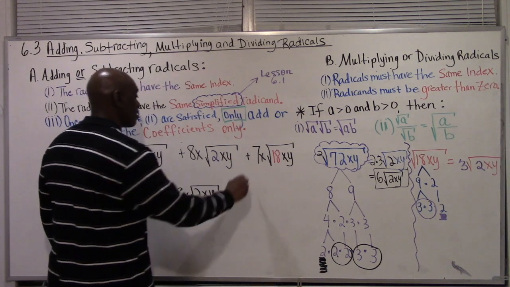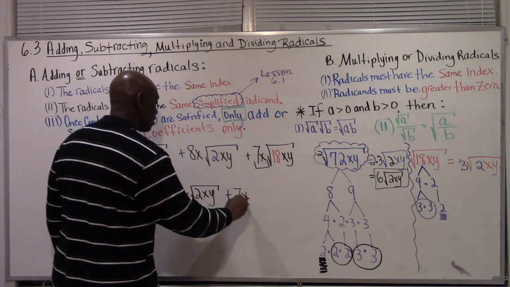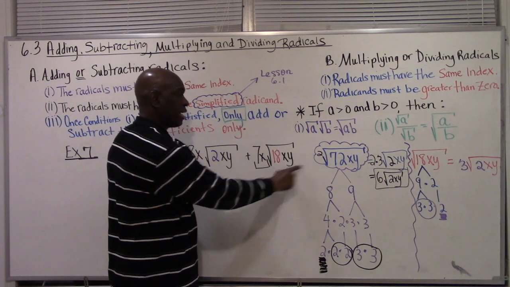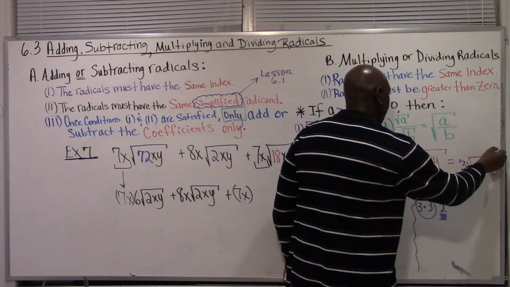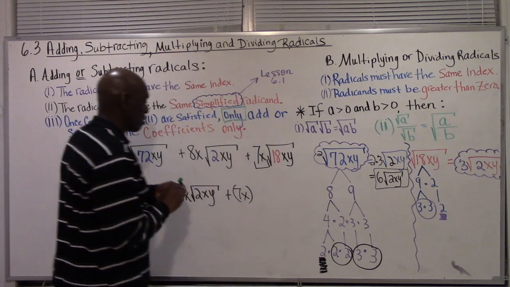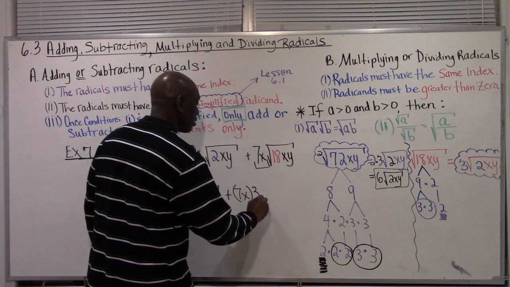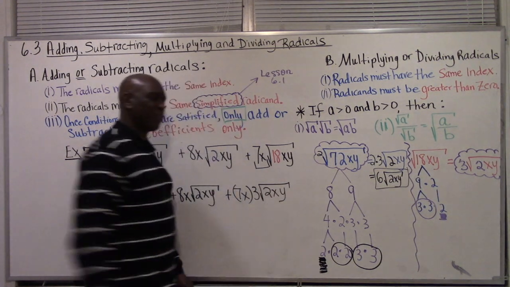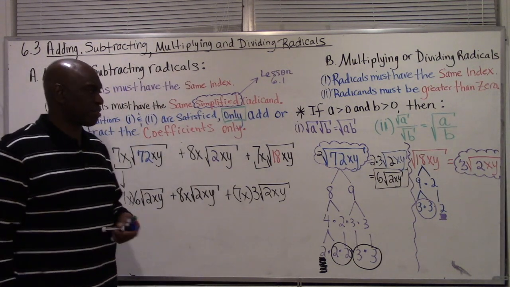Plus this 7x, bring it straight down. 7x times what? Do not write radical 18xy. We broke it down over here. Here it is. Here's what you write. So that's going to be 3 radical 2xy. Okay, we're making progress. We're making very good progress.